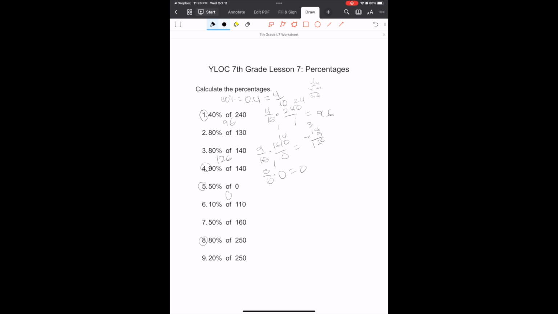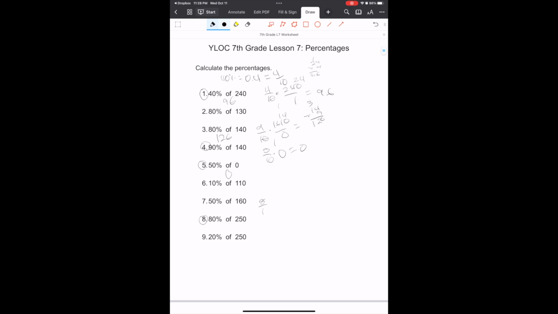Number 8, 80% of 250. That's just 8 over 10 times 250 over 1, which is equal to 25 times 8, which is equal to 200. Then 9, 20% of 250. Well, we already know if 80% of 250 is 200, then the other 20% must be 50, because 250 minus 200 is equal to 50. Or we could do 2 over 10 times 250, and 25 times 2 is equal to 50.